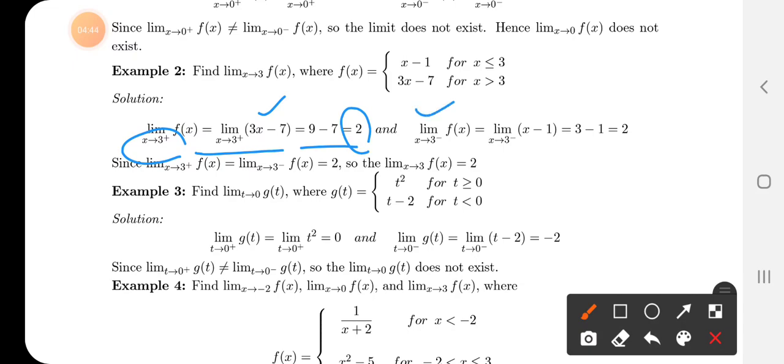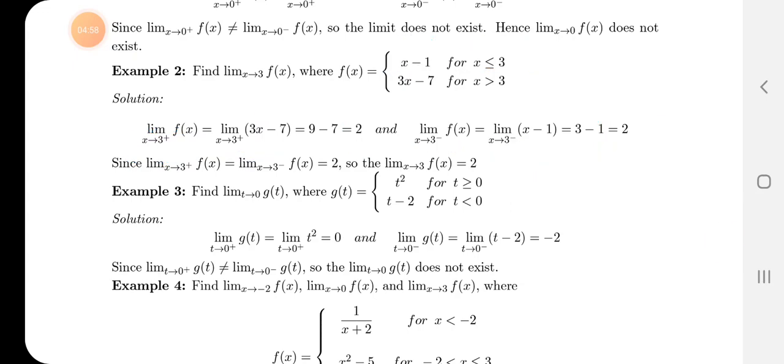And similarly, if you see the left hand side, you will choose this function because x is less than 3, which is left hand side. This is again a polynomial. जैसे आपको इसमें 3 पुट करना है तो आंसर 2 है, दोनों साइड से 2 है. सो लिमिट क्या है? एग्जिस्ट करती है.